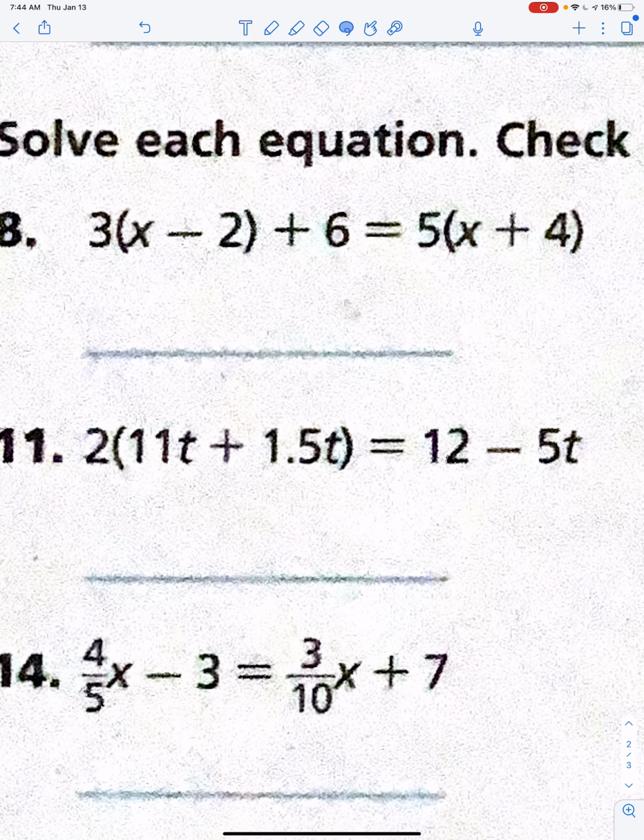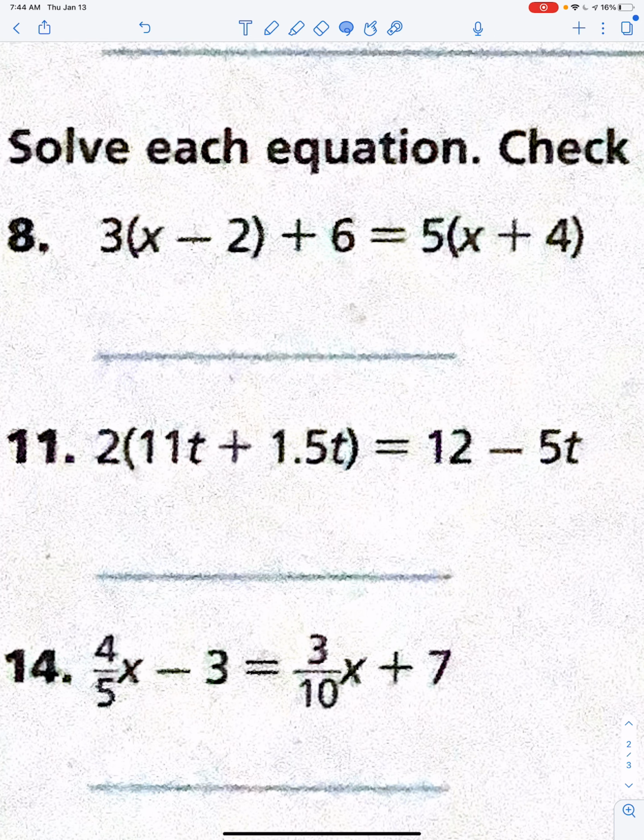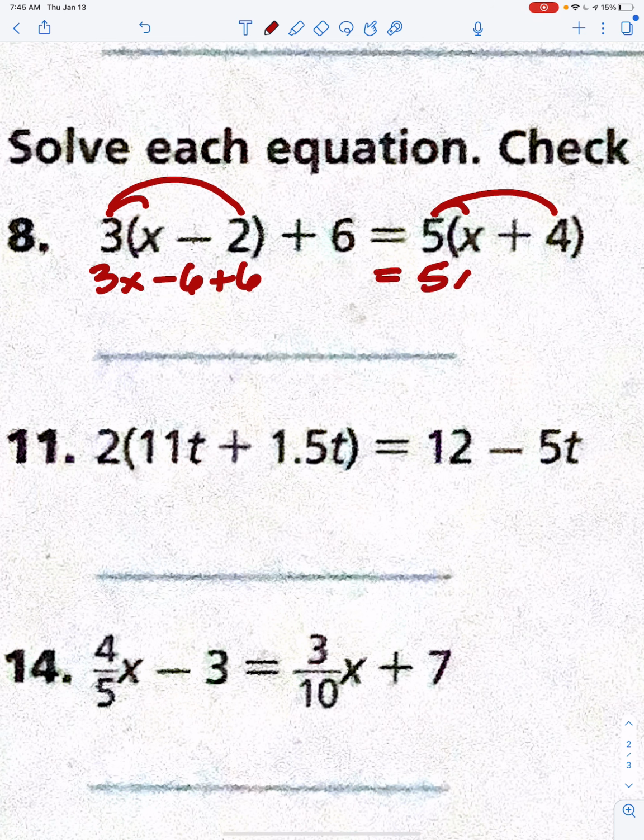All right, so let's talk about strategy here real quick. First thing we know is that we're going to have to distribute the 3 on the left and the 5 on the right. So let's do that first. If I multiply this expression x minus 2 by 3 and this expression x plus 4 by 5, I end up with 3x minus 6, because I multiply both those terms times 3, plus 6 equals 5x plus 20.